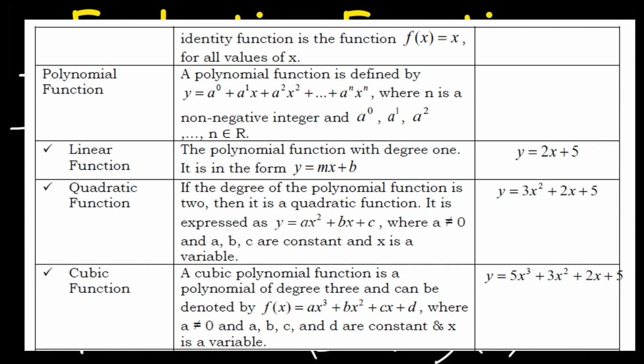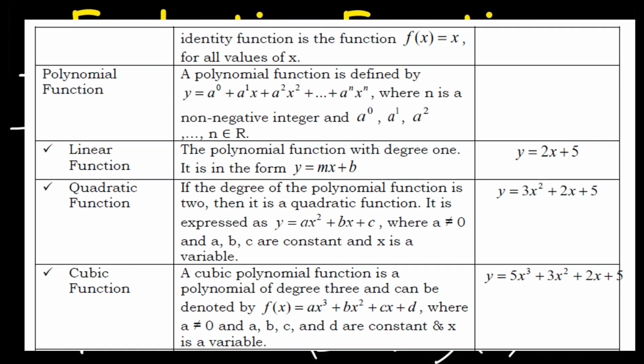Linear function. The polynomial function with degree 1. It is in the form of y is equal to mx plus b. Quadratic function. If the degree of the polynomial function is 2, then it is a quadratic function. It is expressed as y is equal to ax squared plus bx plus c, where a is not equal to 0, and a, b, c are constants, and x is a variable.